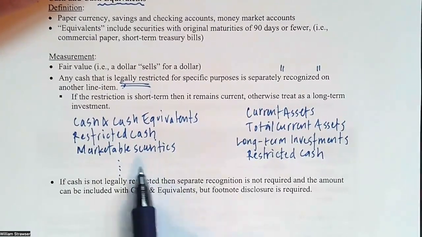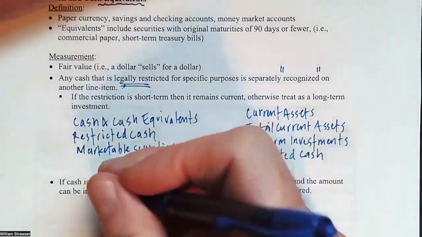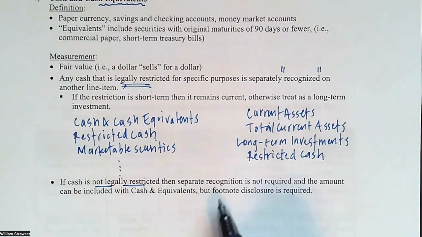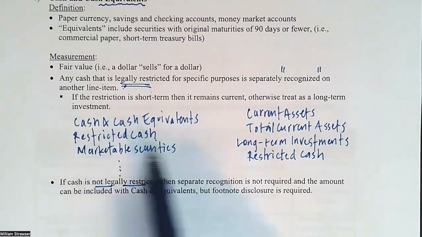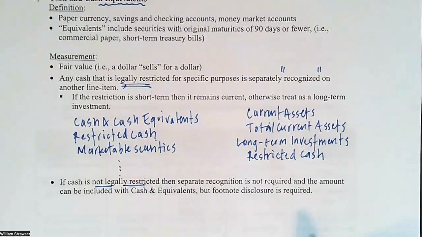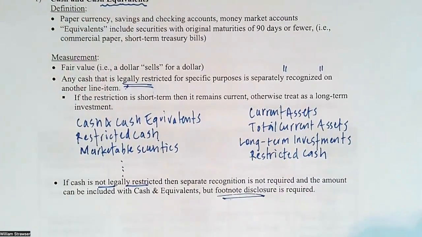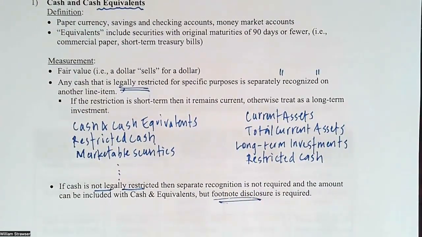Okay. If it's not a legal restriction, then the requirement isn't as severe. Separate recognition, as we did here, bringing it down into another line item, is not required. And the amount can be included in my first item, cash and cash equivalents, but we have to disclose in a footnote. So that's an example of that difference in treatment from an accounting perspective.